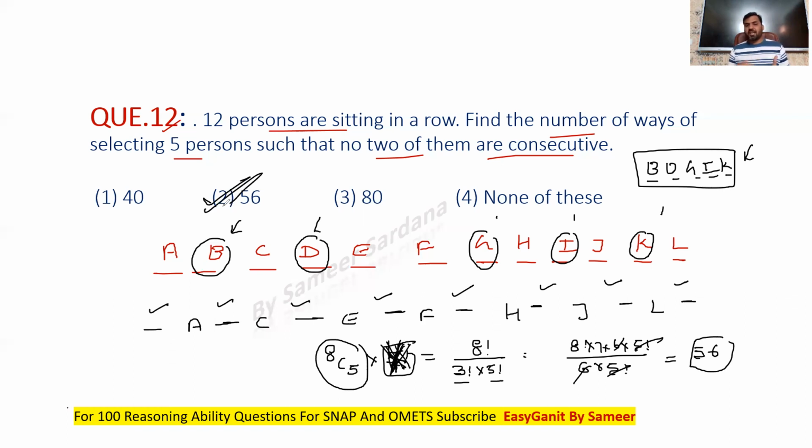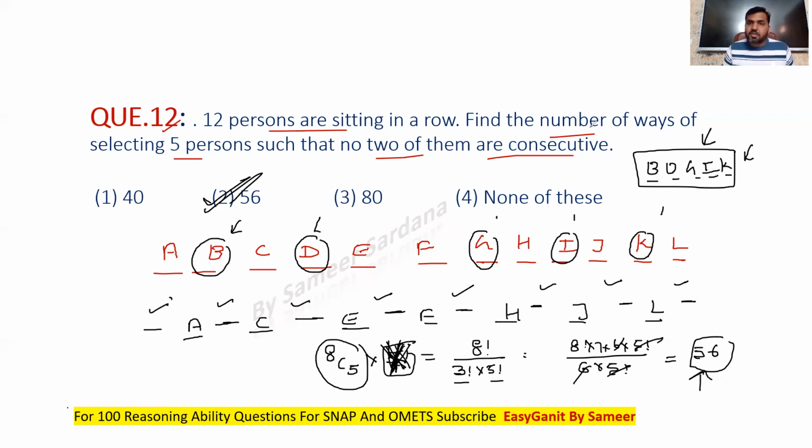Why are we not supposed to arrange them? Because ultimately we are selecting, right? So once I select the spaces, I arrange these 5 people, five letters, right? And because I'm selecting the spaces out of these spaces, where in between these spaces A, C, E, F, H, J, L are already present, no 2 of them will be consecutive, right? This is what I have to make sure. That's it. So 8C5 will be the correct answer, and the answer will be 56.